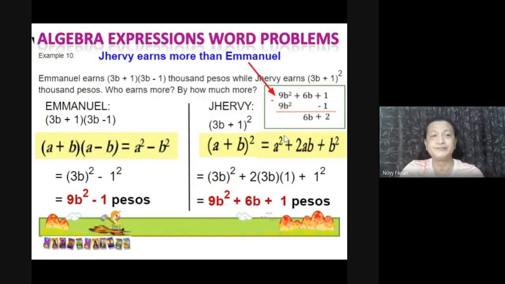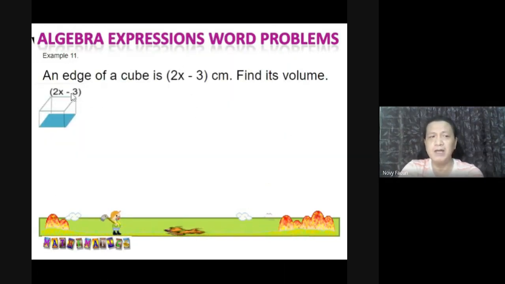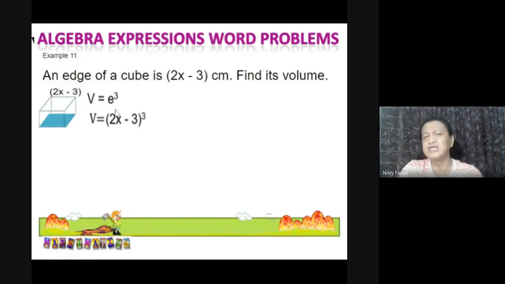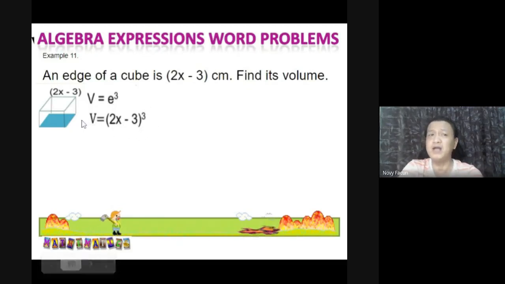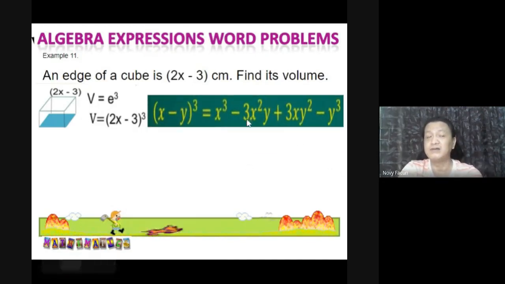6b plus 2. Okay, next, for number 11 problem: an edge of a cube is 2x minus 3 centimeters. Find its volume. So this is the figure of the given problem. And then the formula is simply volume is equal to edge cubed. And then you are going to substitute the given, 2x minus 3 cubed. And then you have to apply the special product formula, and that is the formula. Okay, we have a minus b cubed. If you're going to expand, this is the final answer that we have.